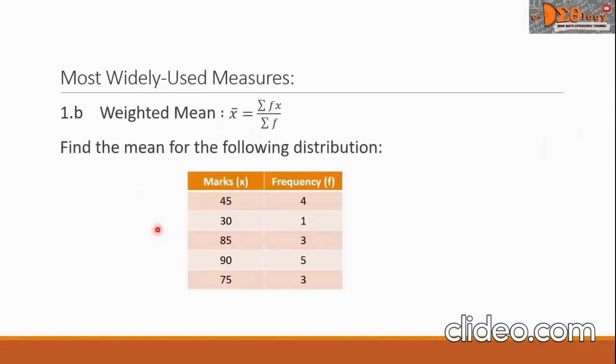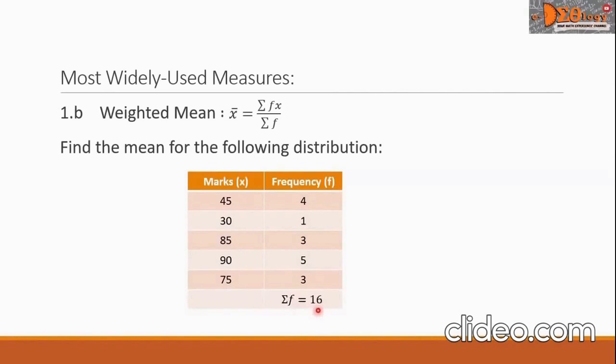Let's have an example. Find the mean for the following distribution. We have a table here with 2 columns. The first column is for the marks, which we regard to be x. The second column is the frequency with the symbol f. In the first line, we can see that the mark 45 has a frequency of 4, 30 with 1, 85 with 3, 90 with 5, 75 with 3 respectively. Next, we're going to take the summation of the frequency, and that is equal to 16.